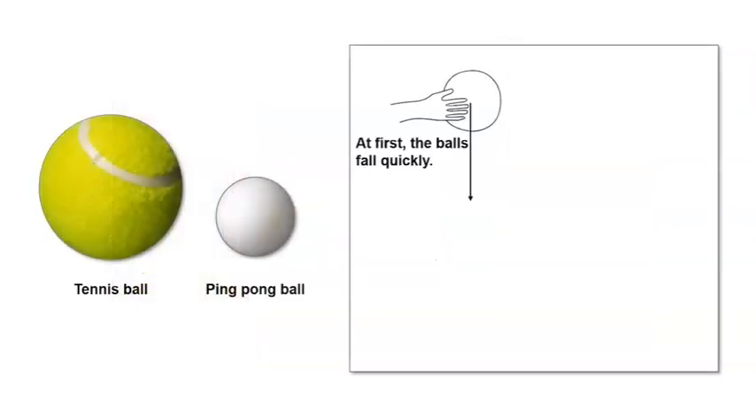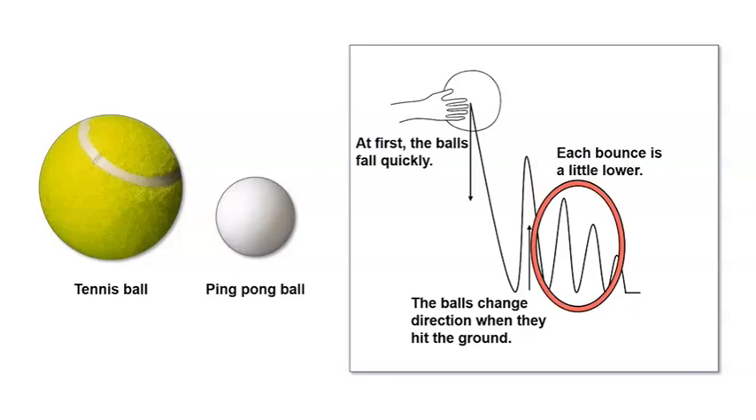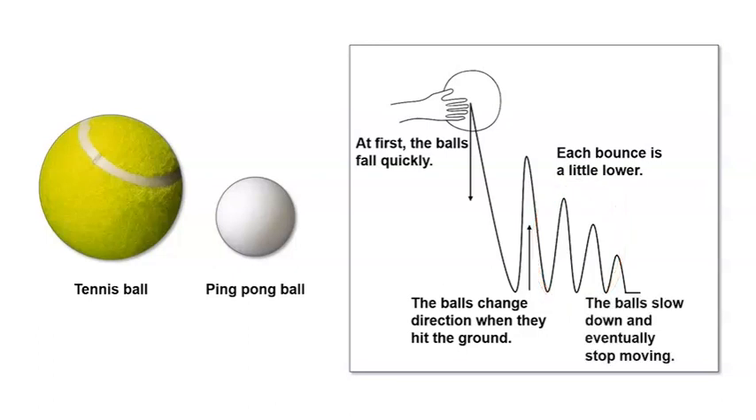At first, the balls fall quickly. Then the balls change direction when they hit the ground. The balls bounce. When the balls fall back down, they keep bouncing, but each bounce is a little lower than the last bounce. Finally, the balls slow down and eventually stop moving.